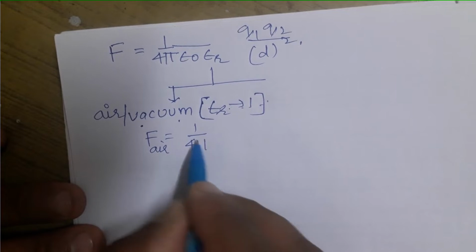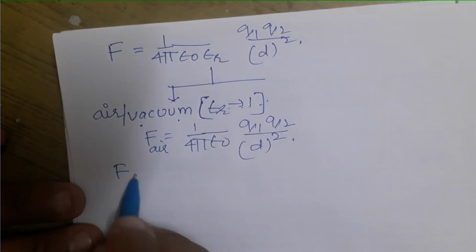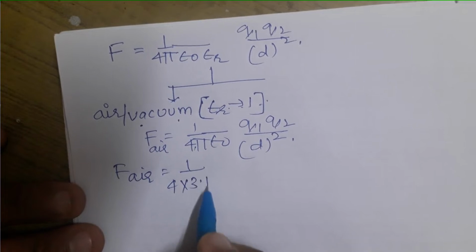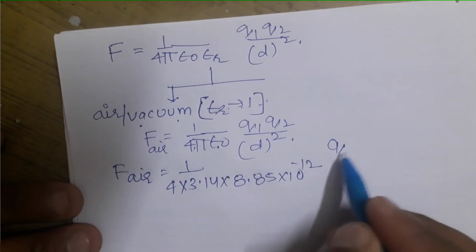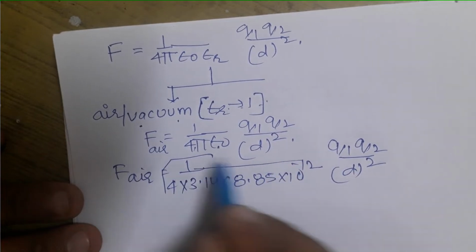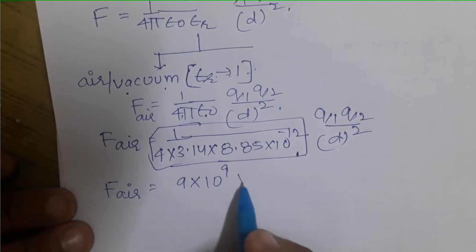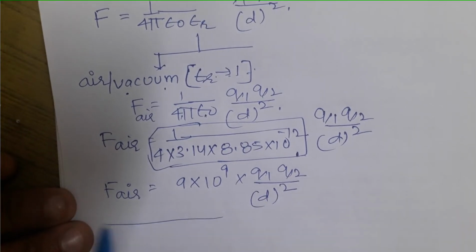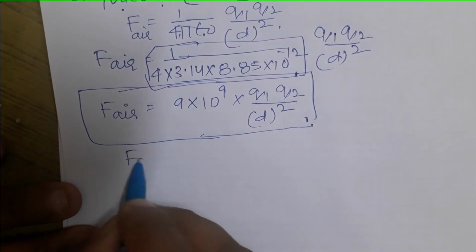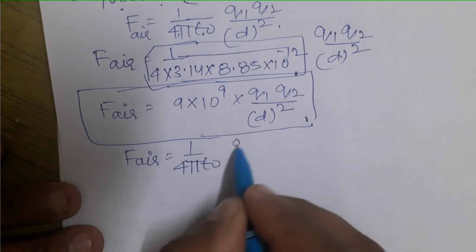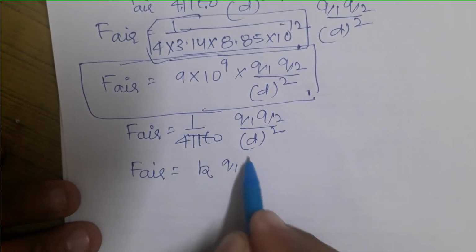Now this is for the two cases. In case of air or vacuum, the value of epsilon r is 1. It means in air, the formula becomes 1 by 4 pi epsilon naught, first charge, second charge divided by distance squared. Force in air: all values you know, what is the value of pi? 3.14, the value of epsilon naught is 8.85 into 10 to the minus 12. Take the help of a scientific calculator. When you solve, the value comes out to be 9 into 10 to the power 9, first charge, second charge divided by distance squared.